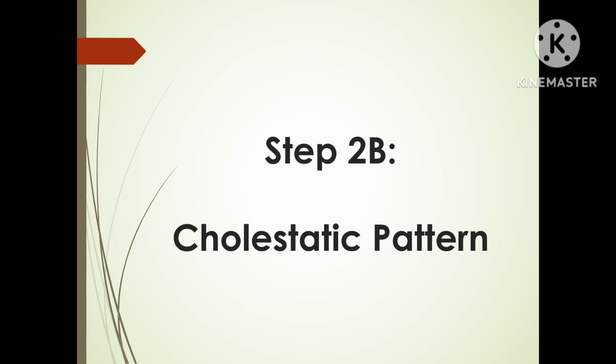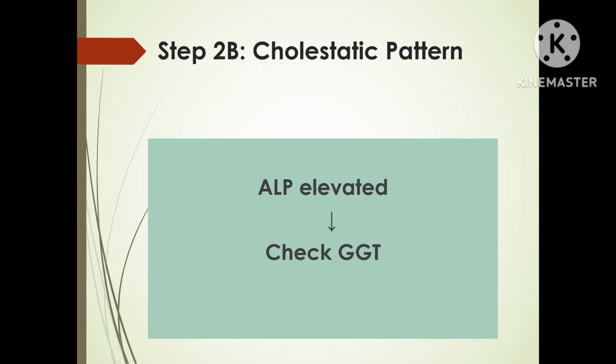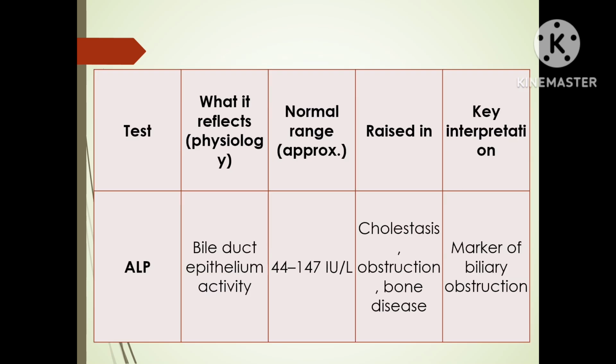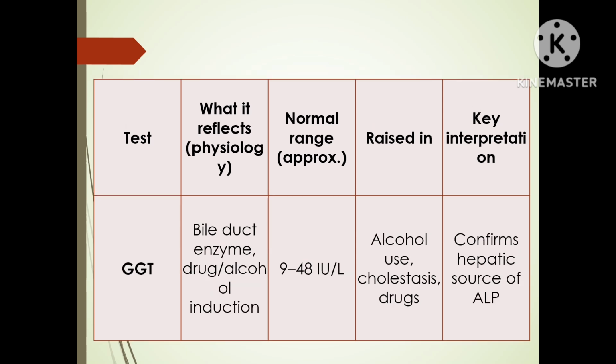After ALT and AST, we will check the values for alkaline phosphatase and GGT. If ALP is disproportionately elevated, it suggests a cholestatic pattern, meaning there is reduced or blocked bile flow. But alkaline phosphatase alone is not enough because it can rise from the bone as well. So to confirm the hepatic origin of cholestasis, we use the value of GGT, which means gamma glutamyl transferase.